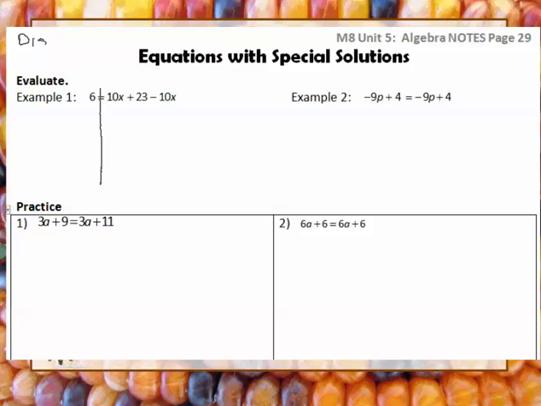Do I have distributive property? Do I have combining like terms? Do I need to move my letters to the left? And then I solve. Alright, do I have any distributive property in this one? No. Do I have combining like terms? Yes, I have the 10x and the negative 10x, and then I have this constant, which is 23, this positive 23 here.